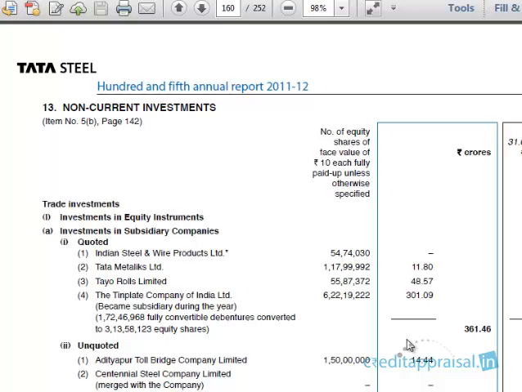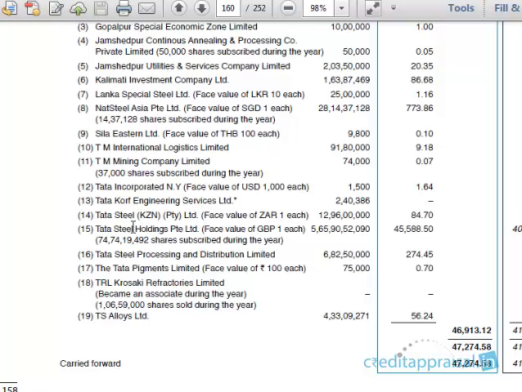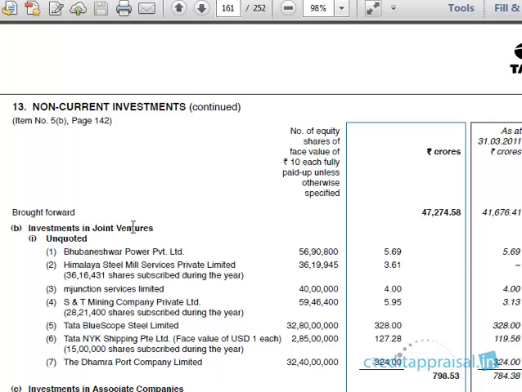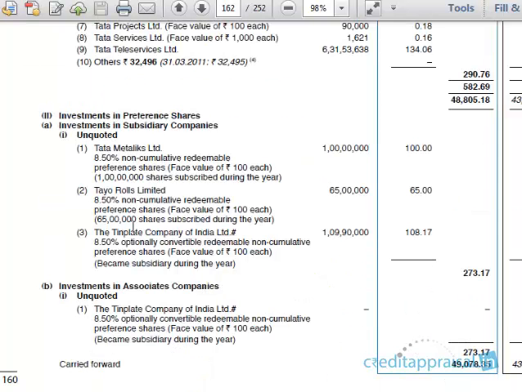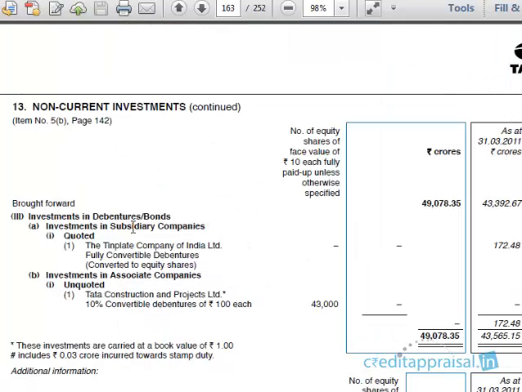Actually this will be running in 4 to 5 pages. Okay, there's a lot of breakup. If you see non-current investments, you have trade investments, investments in equity instruments, investment in subsidiaries, unquoted, quoted. So there are a lot of companies into which the investments have gone. So many items, so many companies. Then there is investment in joint ventures, investment in associate companies, investment in others, quoted and unquoted, investment in subsidiary companies, investment in preference shares, quoted and unquoted, investment in bonds. So the 49,000 crores which you have seen is made up of so many items.